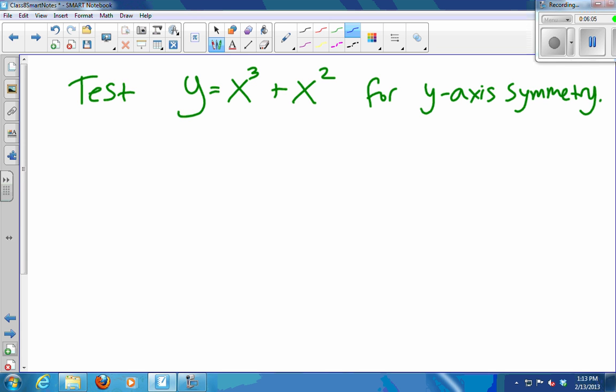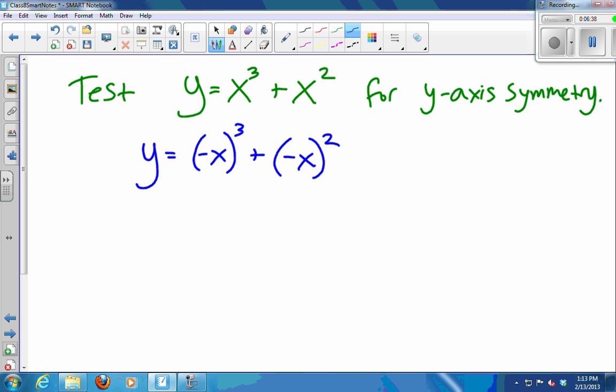So I've got my original equation. The y-axis symmetry test replaces x with negative x. So this will be y equals negative x cubed plus negative x squared. Remember, I'm replacing x with negative x, so I'm cubing negative x. I'm cubing that whole thing, so I put parentheses around it. And negative x cubed means negative x times negative x times negative x. So what's that going to come out as?